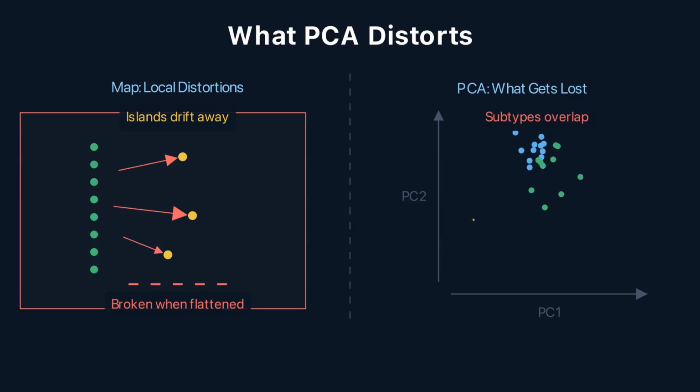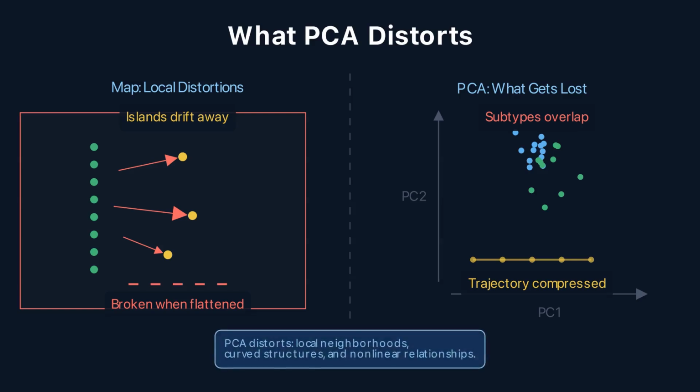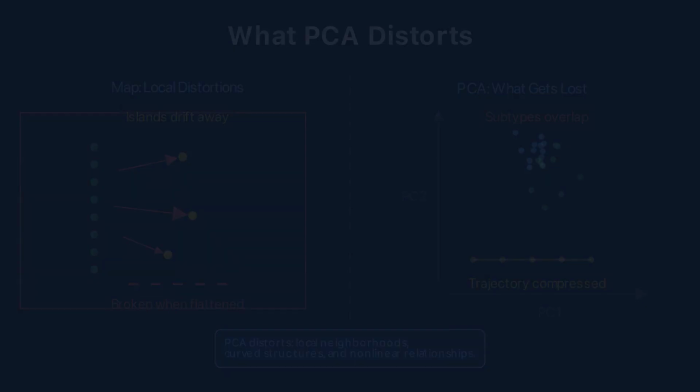Nonlinear relationships. A mountain pass connecting two valleys through a winding path appears as a straight-line distance on a flat map, much shorter than the actual route. In biology, a differentiation trajectory that curves through gene expression space gets compressed by PCA's linear projection.